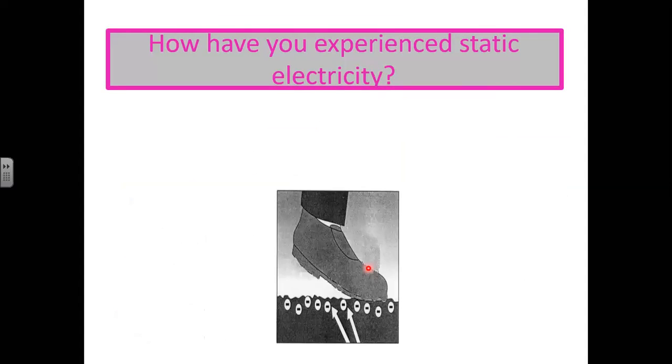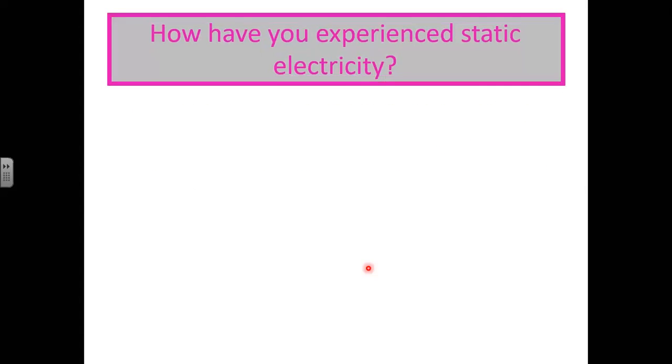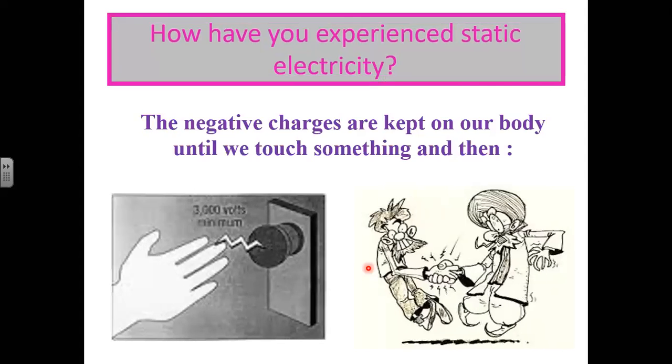How do we experience static electricity? If you are walking on a carpet, you are rubbing against the carpet, and this way the negative charge from the carpet will jump into your body and you will be built up with negative charge. Then if you touch a doorknob or shake hands with someone, you will get the buzz, or you will be shocked with a small electric shock, because the negative charge in your body is jumping to the item that you just touched. Okay.